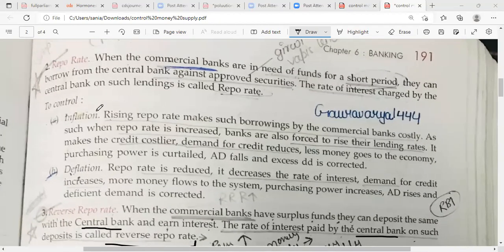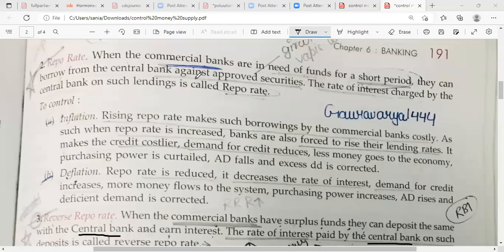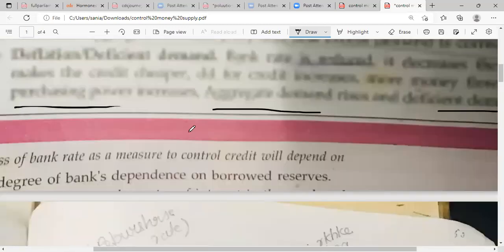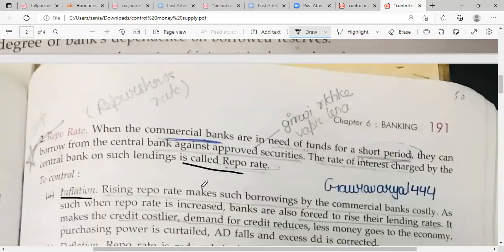Similarly, when there is inflation, everything will be the same. The only difference is that one is for a short period of time and the other is for a long period of time. But the scenario will be the same. So when there is inflation, the repo rate will increase. As the repo rate increases, banks are forced to raise the lending rate. So you are going to write exactly the same thing: demand for credit reduces, less money goes to the economy, purchasing power is curtailed, AD also. For inflation and deflation, you will write everything the same. Exactly whatever you wrote here, just copy it and paste it over here.